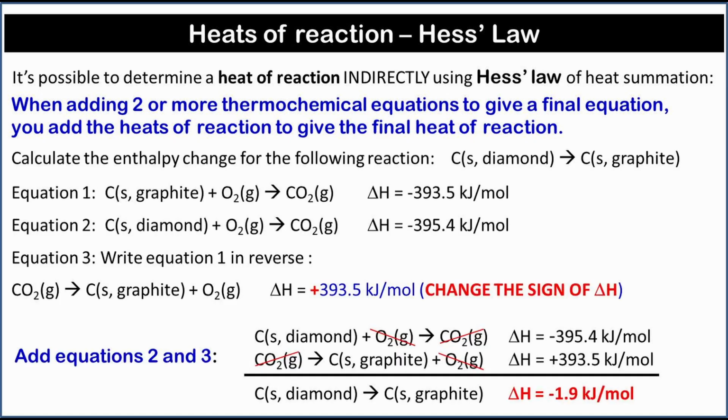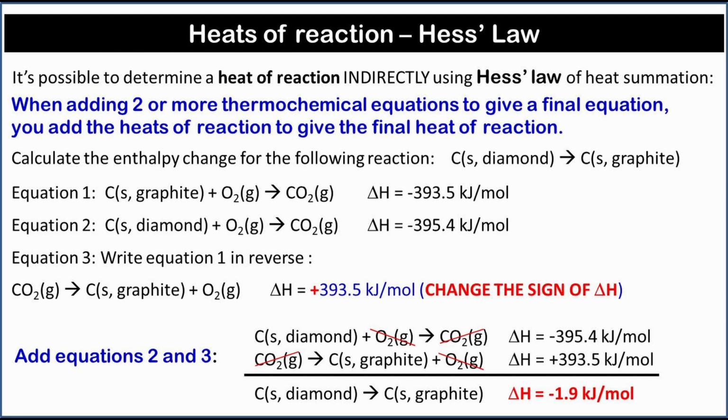Example: calculate the enthalpy change for the conversion of diamond to graphite. The enthalpy change for this reaction cannot be measured directly. We are going to use Hess's law by using the following two equations. The formation of carbon dioxide from graphite and oxygen. The formation of carbon dioxide from diamond and oxygen.